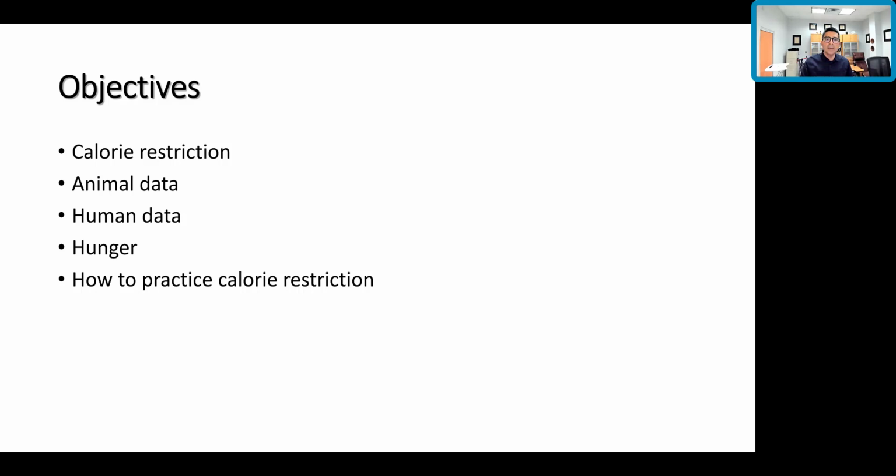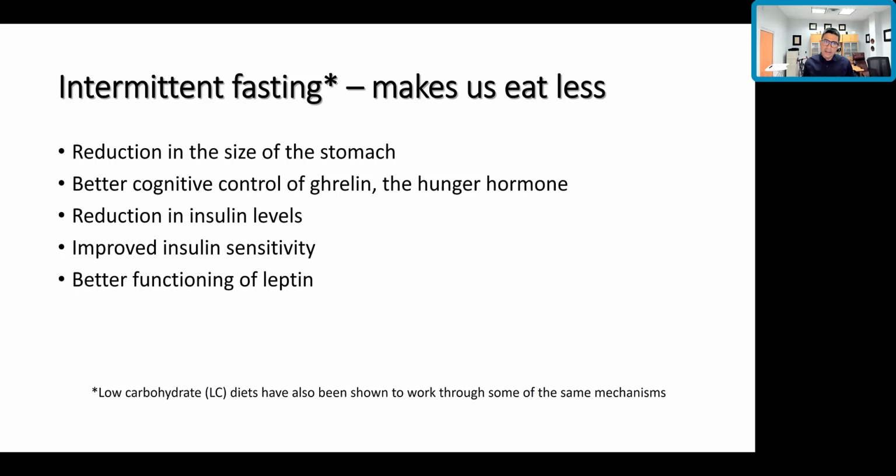Now, at the outset, I want to say that intermittent fasting does not contradict with calorie restriction, because when you do intermittent fasting, in some ways you're practicing calorie restriction, because intermittent fasting reduces the size of the stomach. It gives you better control of a hunger hormone called ghrelin. We'll explore that further. The reduction in insulin levels makes you eat less. And there is better functioning of a satiety hormone called leptin.